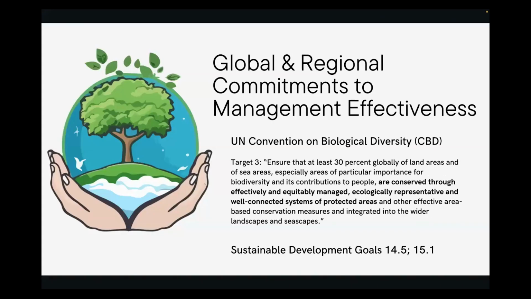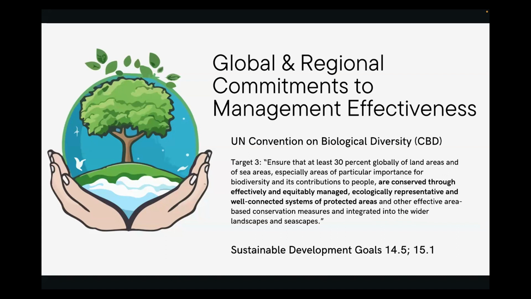So management effectiveness has also gotten attention in the global community. As protected areas have increasingly been established around the world, there's been a recognition that we need to focus on the effectiveness of the protected areas rather than simply establishment. So rather than just what percent area is in protected area status, we're looking at, are they working and why or why not?